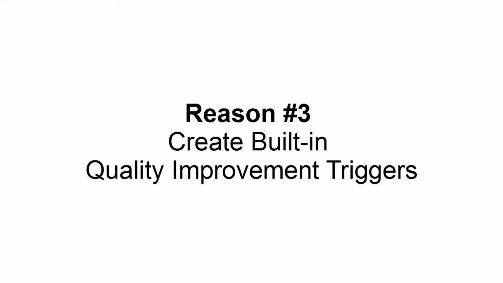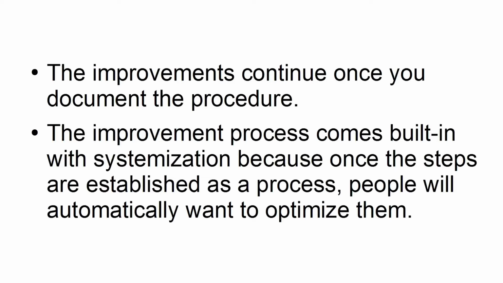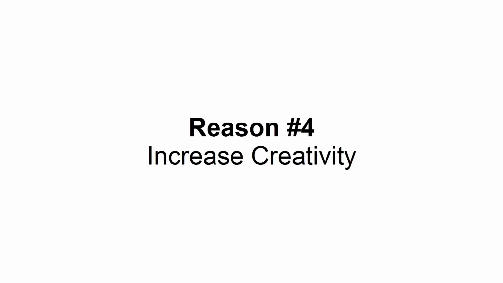Reason number 3, create built-in quality improvement triggers. Documenting your business processes helps to spur people into action to find ways to improve it. Seeing the steps written down on paper forces our brains to challenge the inefficiencies and gaps that we discover. The improvements will continue once you document the procedure. This improvement process comes built in with systemization because once the steps are established as a process, people will automatically want to optimize it.